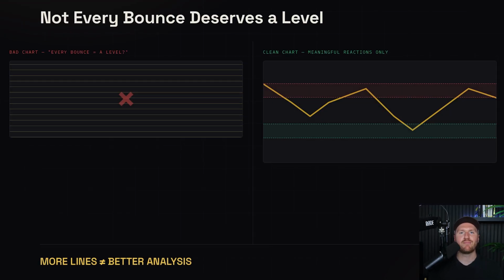Now let's move on to a mistake that almost every single beginner makes once they've learned support and resistance, and that's marking every single level that they find. So if every price is support and resistance, none of it is actually useful for you.